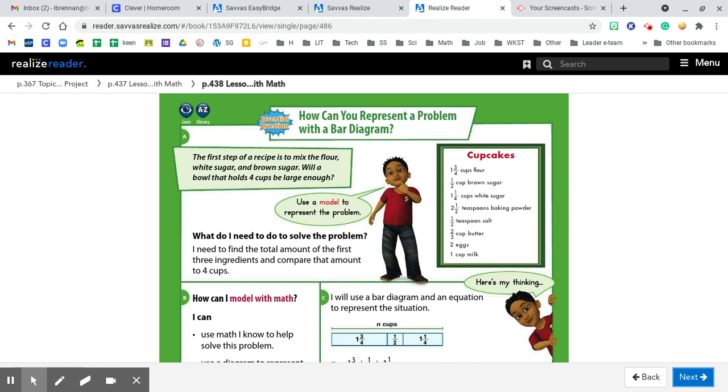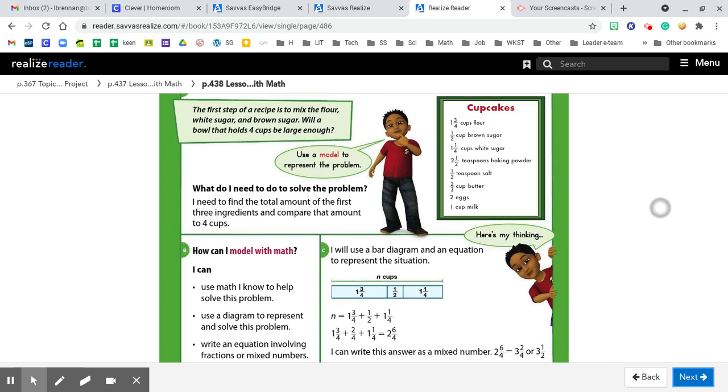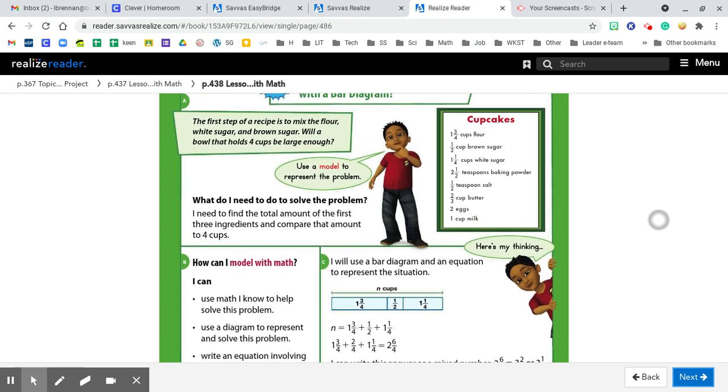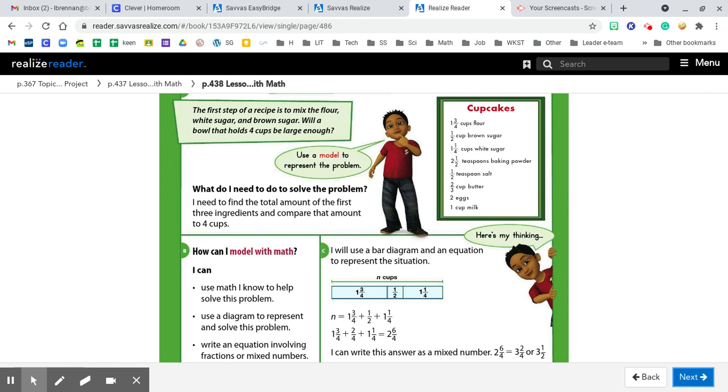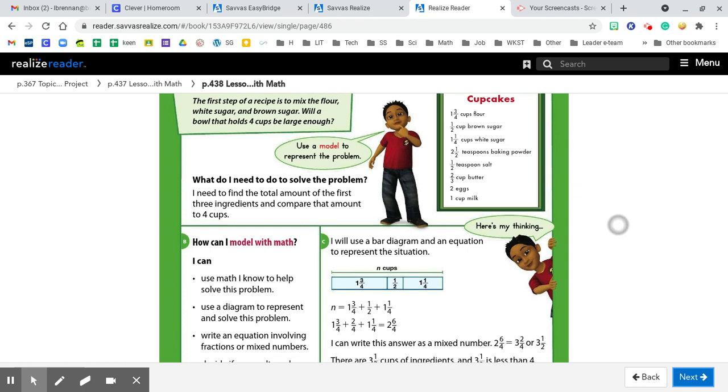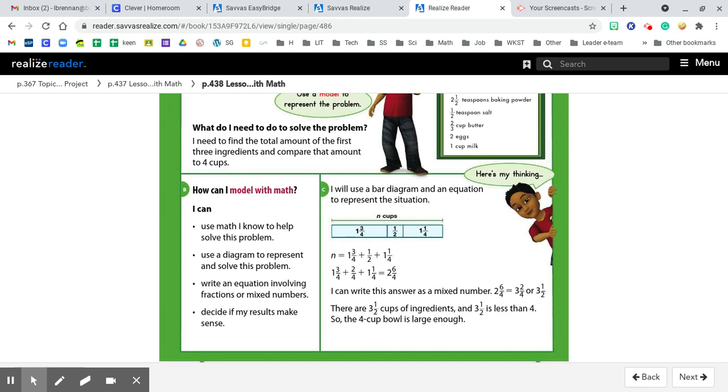How can you represent a problem with a bar diagram? Drawing a diagram can help you solve a problem, and you can see in this problem, the first step of the recipe is to mix the flour, white sugar, and brown sugar. Will a bowl that holds 4 cups be large enough? So we have to figure out if the first step of the problem is less than 4 cups or greater than 4 cups. So we don't know what the total is of the cups. That's what we're trying to find out.